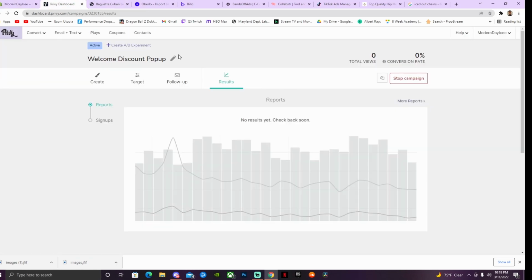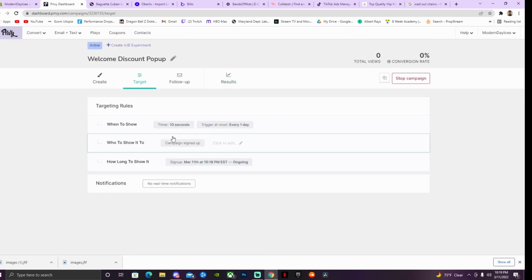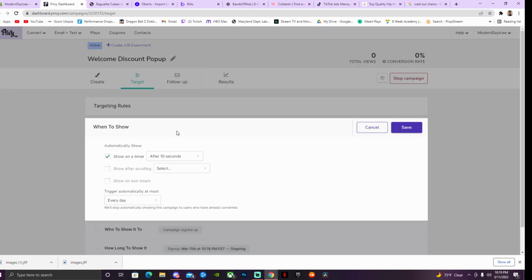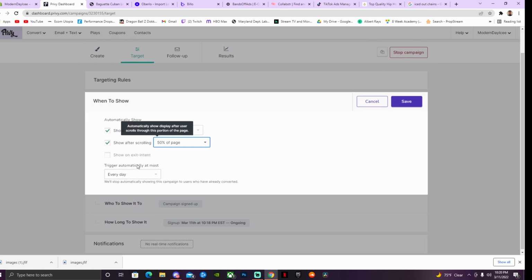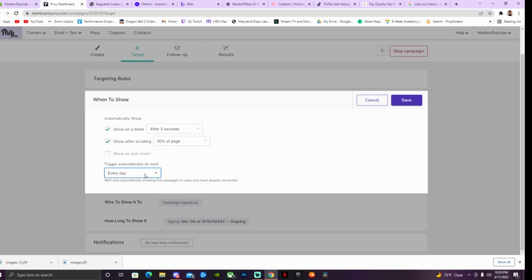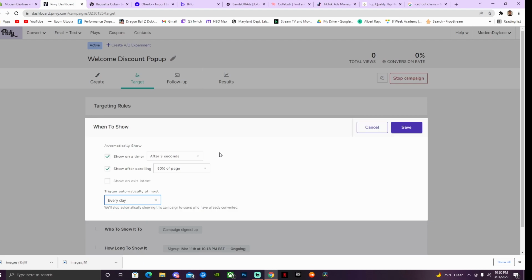You can change the settings of your targeting. When it comes to when to show, you can have it either immediately, but I usually like to do it at 3 seconds. If it's immediately, that's pretty annoying. Or after scrolling, I'd say about 50% of the page, and then trigger it automatically, like every 5 minutes or every 45 seconds that they're on the page.